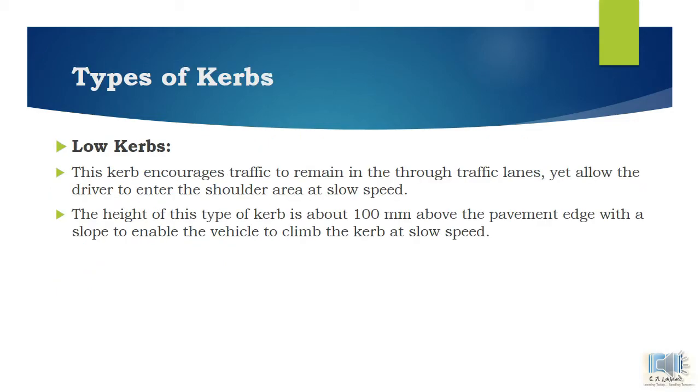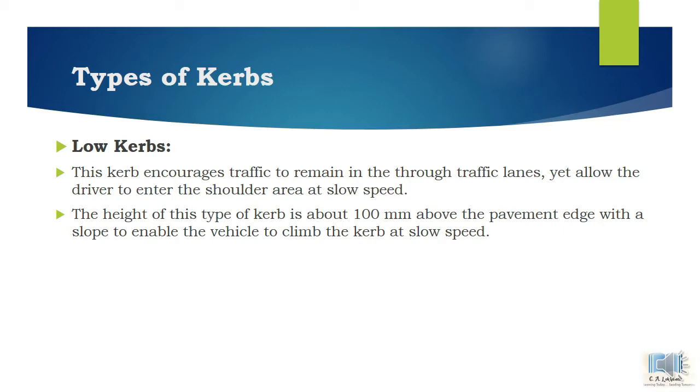So the first type of curb is the low curb. So what is a low curb? This curb encourages traffic to remain in the through traffic lanes and allows the driver to enter the shoulder area at slow speed. It is also called a mountable type curb. Means this type of curb encourages the traffic to remain in traffic lanes. That is, by using this type of curb, traffic is not allowed to go outside the road.